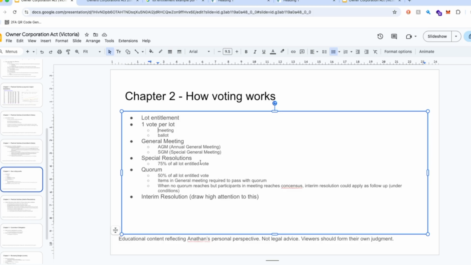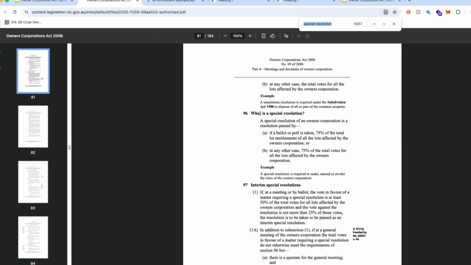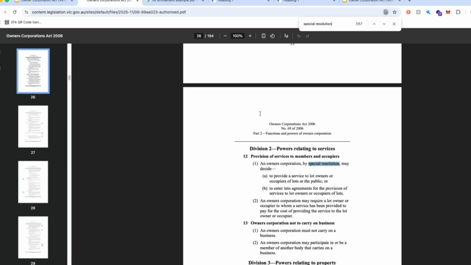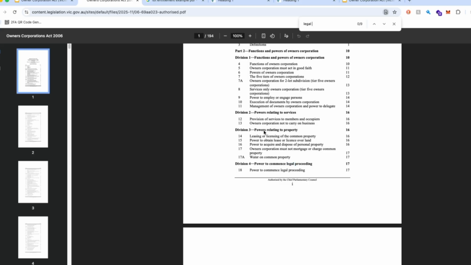Right. So, what's this used for? Basically, there is a specific set of decisions that can only be executed when they pass a special resolution. If you look for special resolution, you can see quite a few related places. But one of the most special ones is legal proceedings.